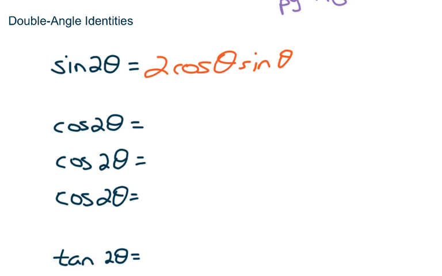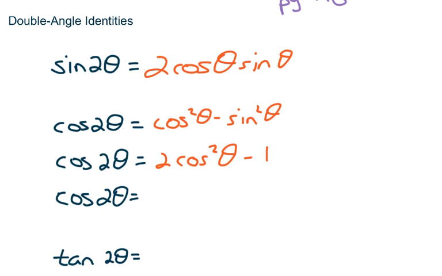For cosine, there are 3 different ways you can write this. You can write this as cosine squared of theta minus the sine squared of theta, or you could write it as 2 cosine squared of theta minus 1, or you could write it as 1 minus 2 sine squared of theta. Both of these two right here come off of manipulating this one using the Pythagorean identity where it says sine squared plus cosine squared equals 1, and just manipulating and combining things to make it fit what we want.